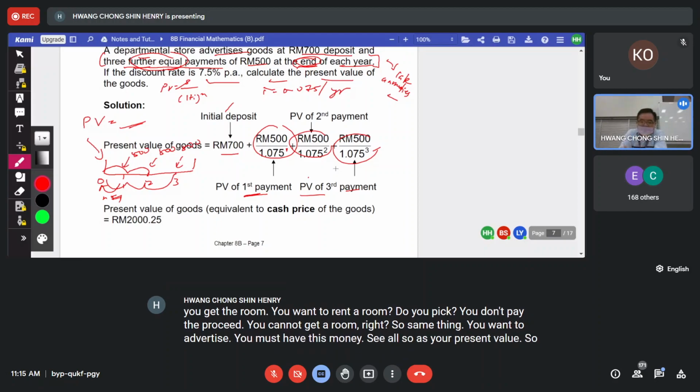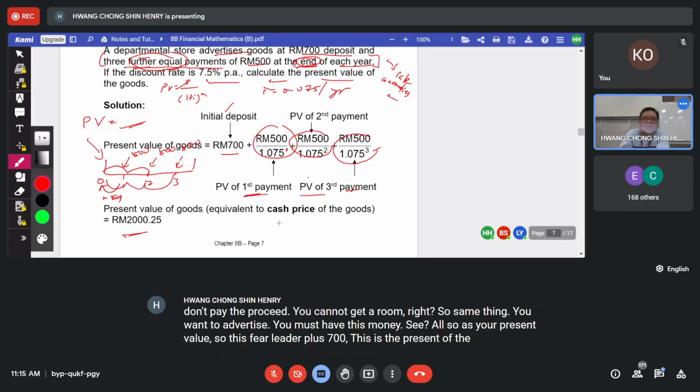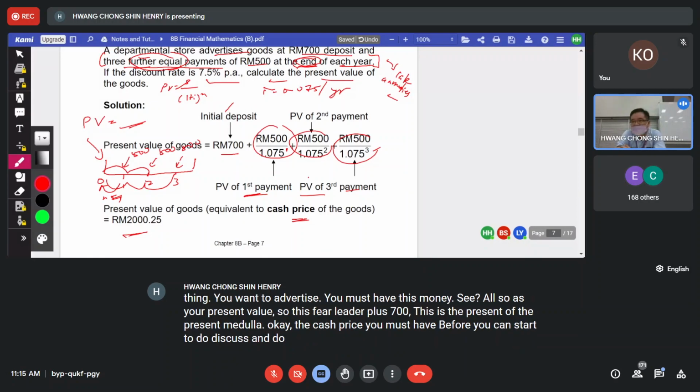So these 3 added up plus 700. This is the present value. Okay, the cash price you must have before you can start to do business and do advertising and so on.